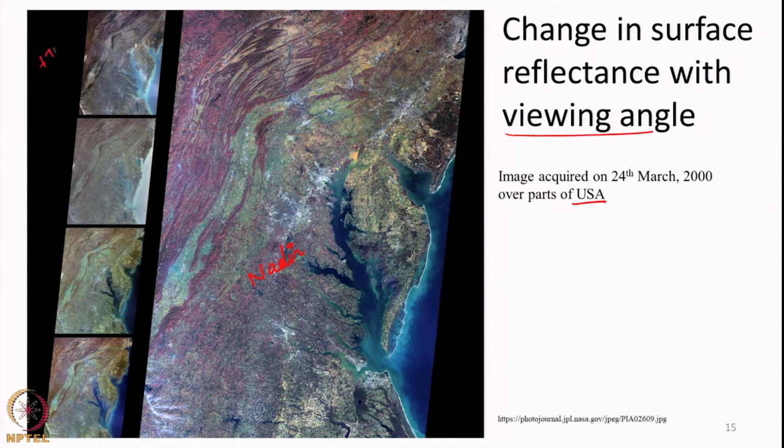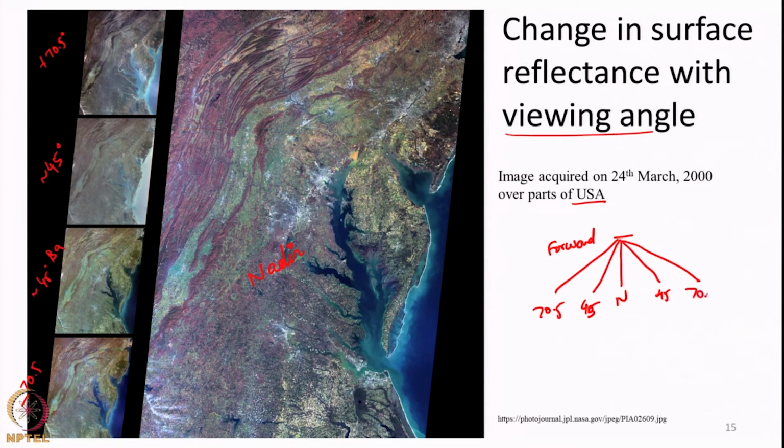This image is 70.5 degree forward looking, this is roughly 45 degrees forward looking, this is 45 degrees backward looking, this is 70.5 degree backward looking. So, again the sensor is here at the nadir point, with one image at 45 degrees and 70.5 degrees in the forward direction, and 45 degrees and 70.5 degrees in the backward direction. The sensor is moving in this particular direction.